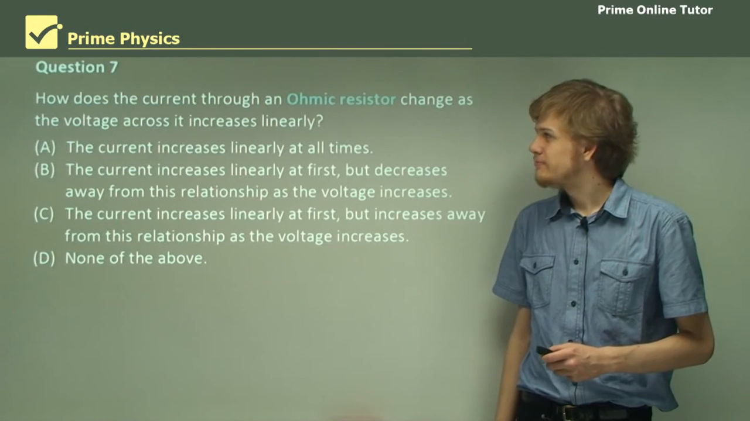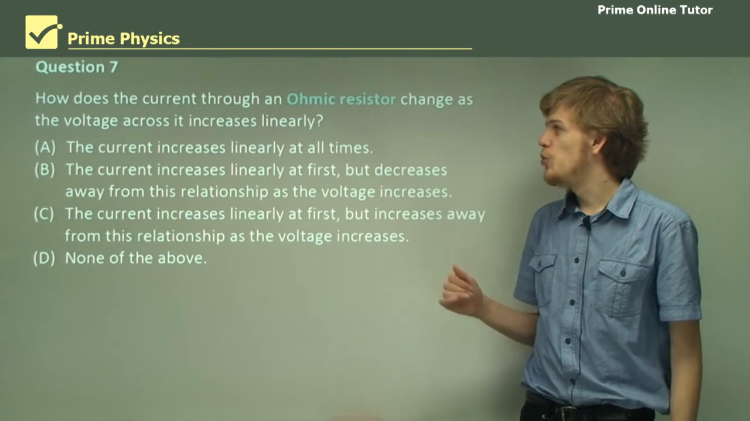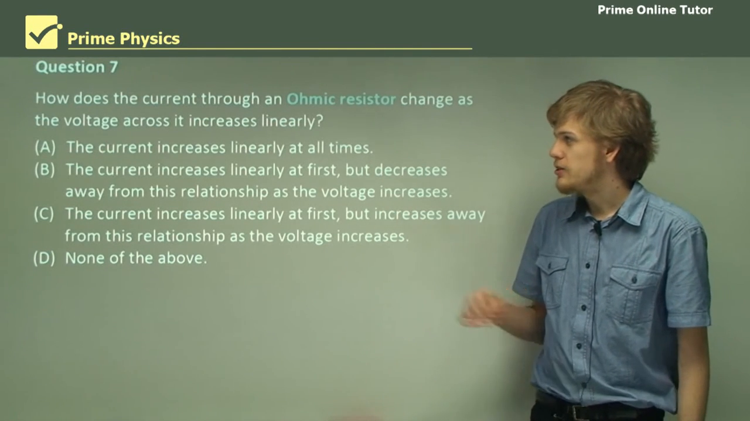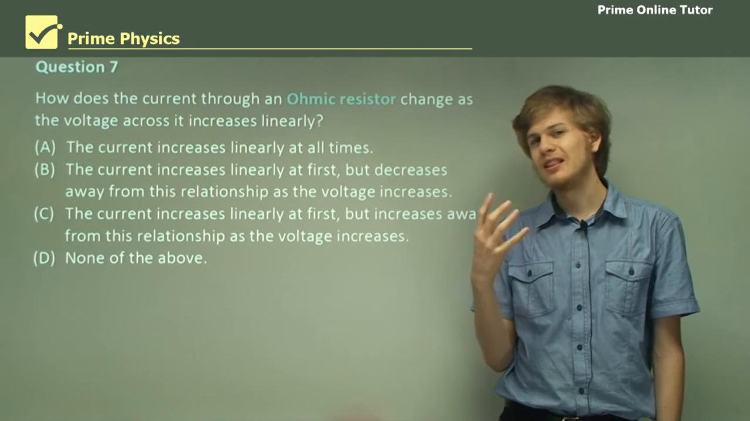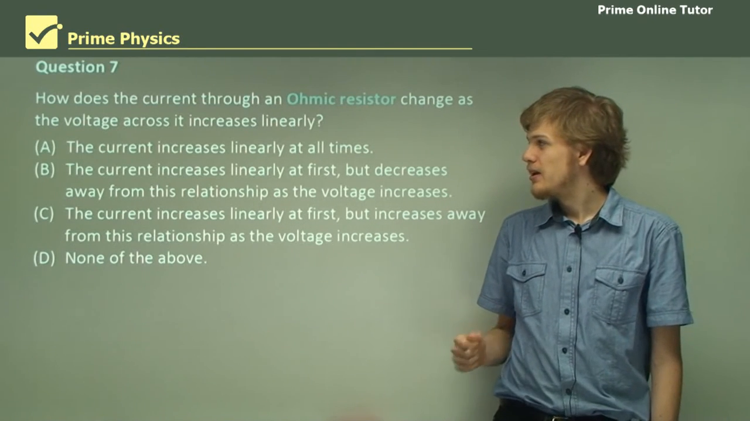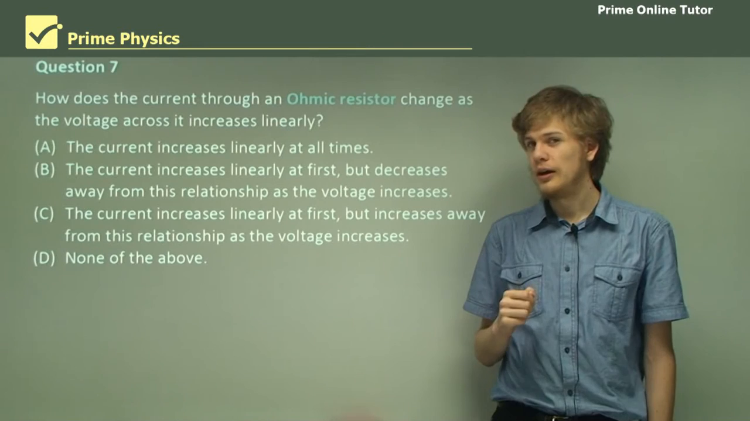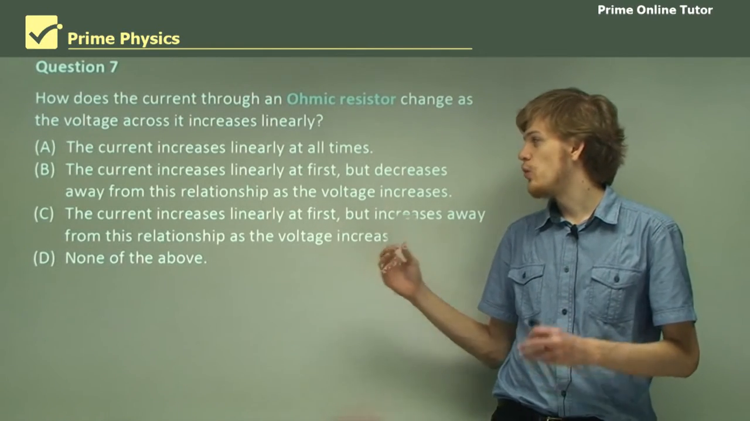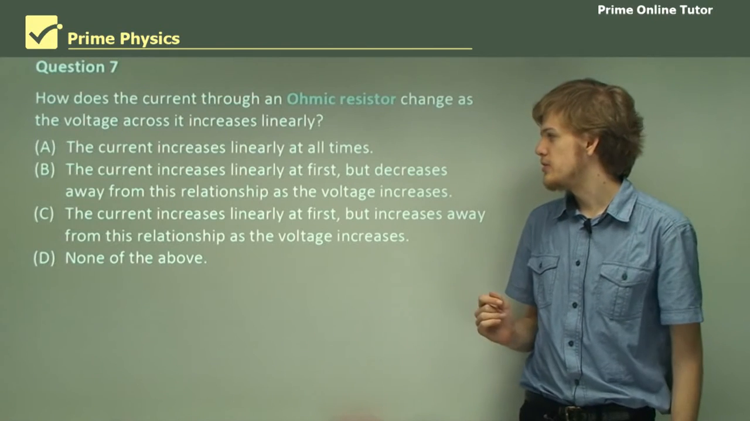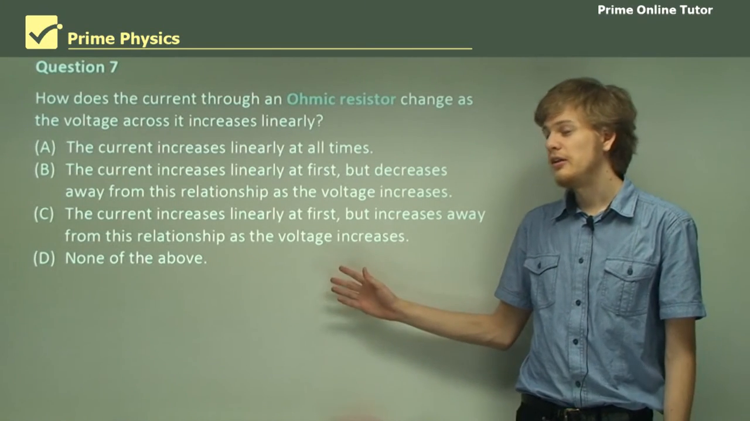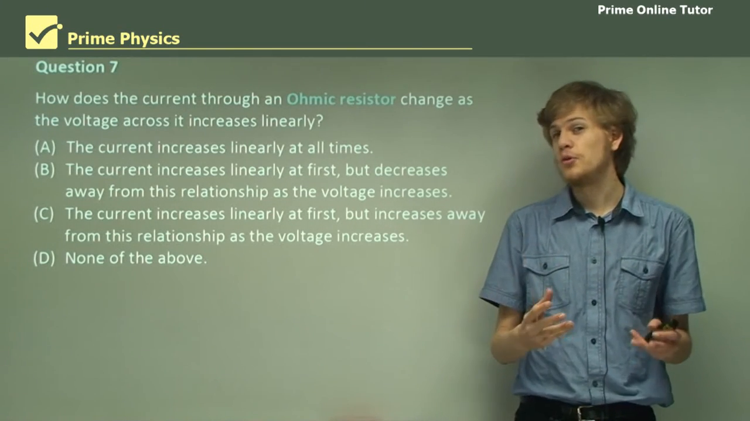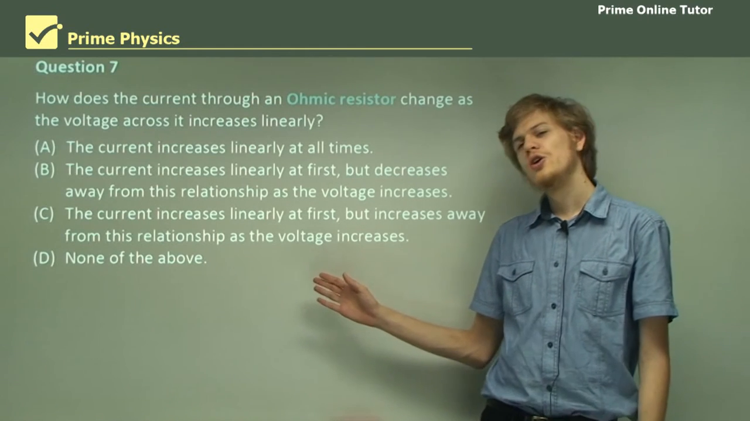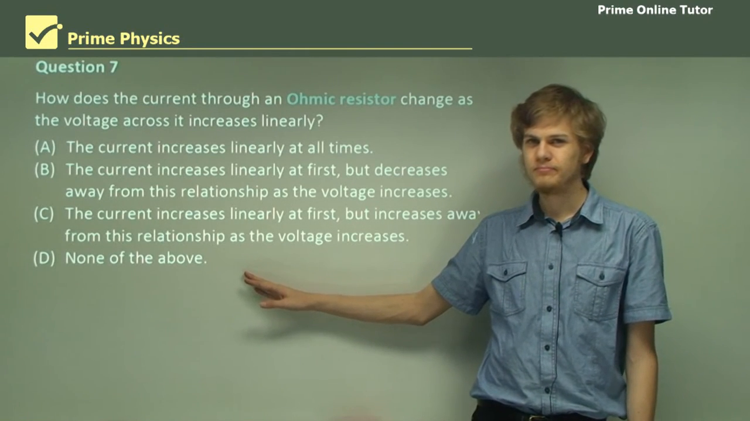Question 7. How does the current through an ohmic resistor change as the voltage across it increases linearly? Does the current increase linearly at all times? Does the current increase linearly at first, but decrease away from the relationship as the voltage increases? Does the current increase linearly at first, but increase away from the relationship as the voltage increases? Or is it none of the above?